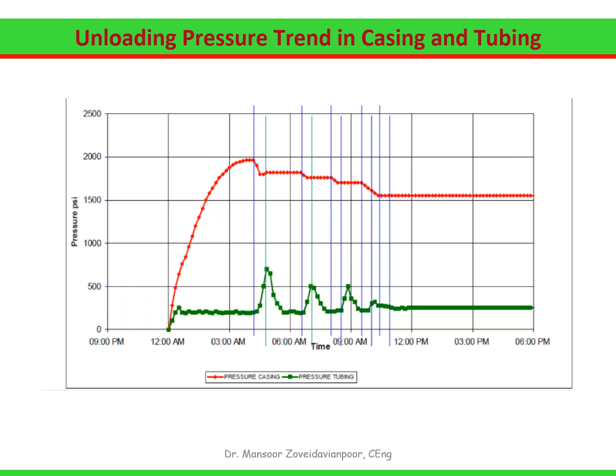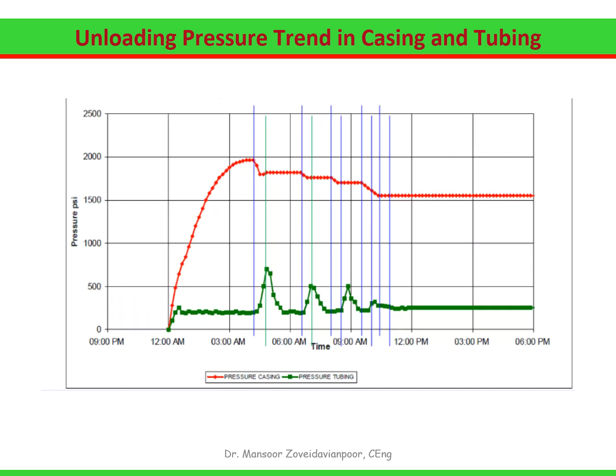The red curve represents casing pressure. As gas is injected, casing pressure builds up until a valve opens and gas enters the tubing. The green curve represents tubing pressure. Notice the repeated pressure spikes. Each spike corresponds to a stage of the unloading process, where gas enters the tubing and displaces fluid.